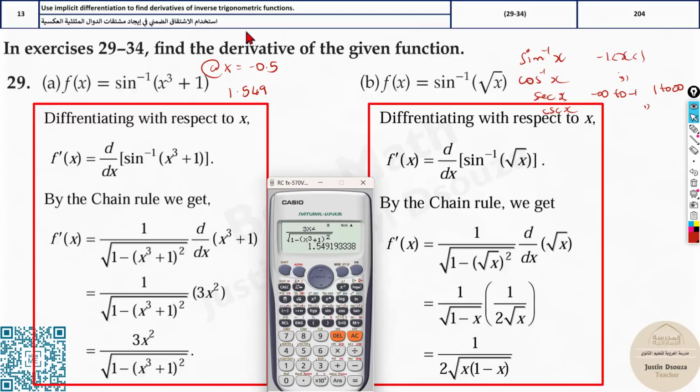1.5491. Yes, that's absolutely the correct answer. No other option can give you the same value. So this is a very easy trick to solve any derivative. And over here as well, let's do this one.